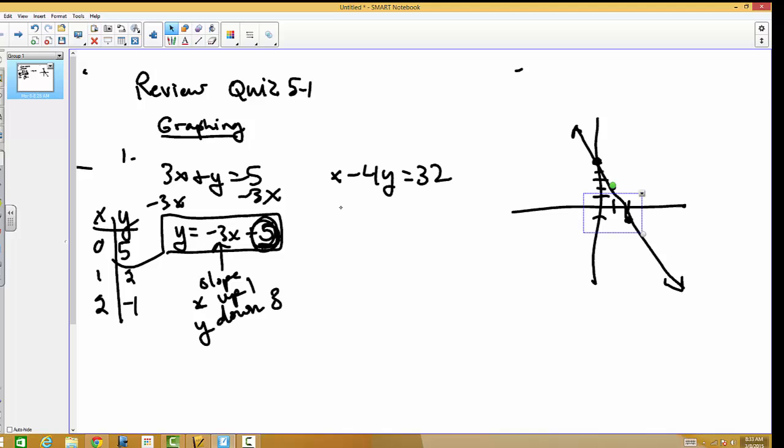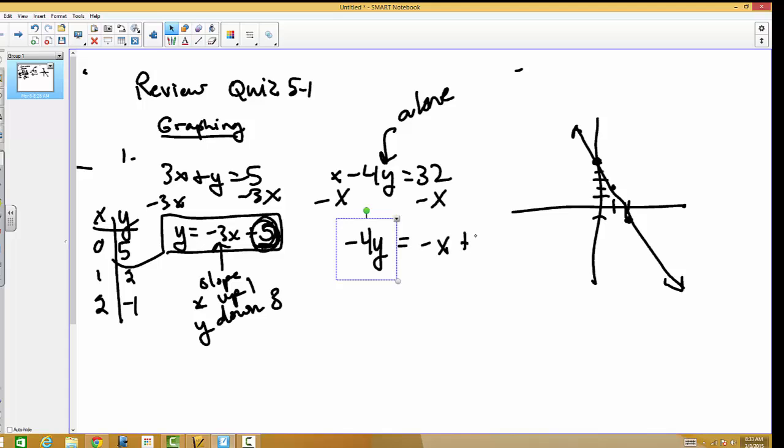Now, this is the second equation over here. The first one's done. So this y needs to get to be alone. So the first thing, you're going to subtract x. Negative 4y equals negative x plus 32. I'm trying to get this into y equals mx plus b. That's why I'm writing the x first and the number second.